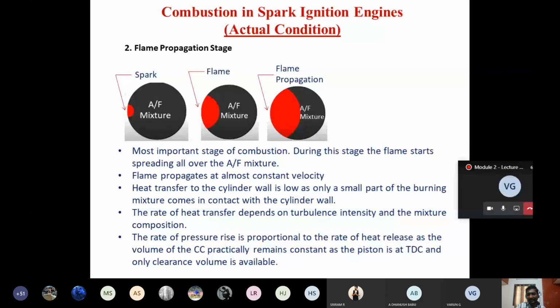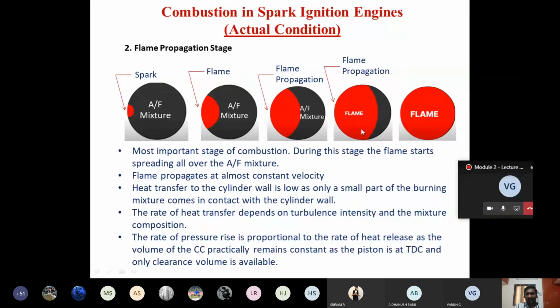So the rate of pressure rise is directly proportional to the rate of heat release. The higher the rate of heat release, the higher the rate of pressure rise. The volume of the combustion chamber is almost maintained constant because the piston is at the TDC. The volume available is only the clearance volume, so pressure is going to be very high, tremendous. That sudden rise in pressure is useful for pushing the piston to move down.